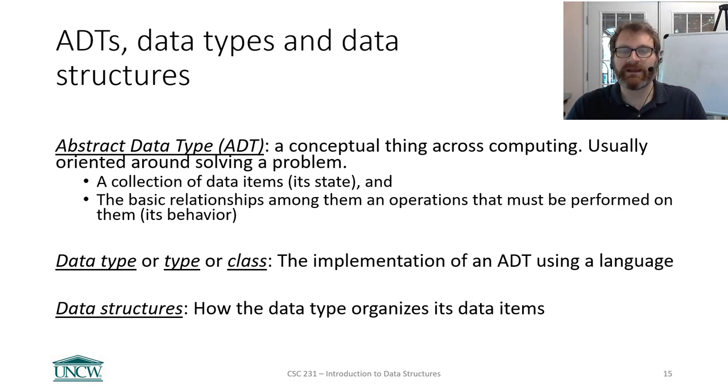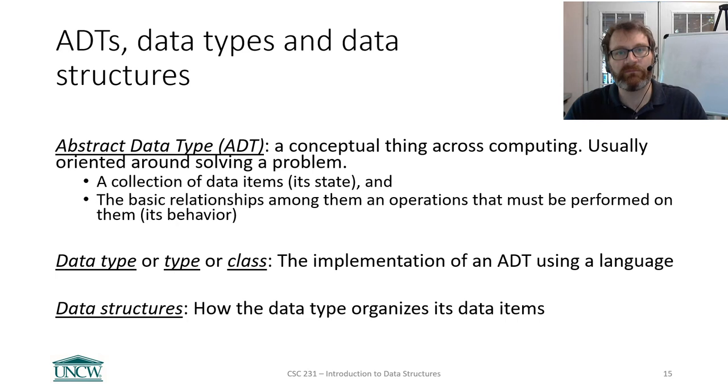Okay? An ADT has a collection of data, its state, right? These are abstract terms, and behavior, which are its operations, things that manipulate the data. Okay. All right, so that sounds a lot like our definition of a data type that we've had before, and it is. One's abstract. It's a concept. It's up in the clouds. Somebody thought of it. The thing that distinguishes an abstract data type from a concrete data type, or just data type, or class, is that a data type is an implementation of an ADT in a language.